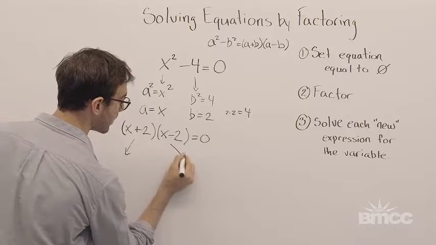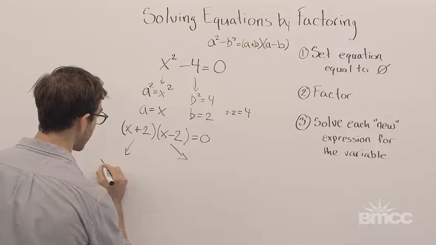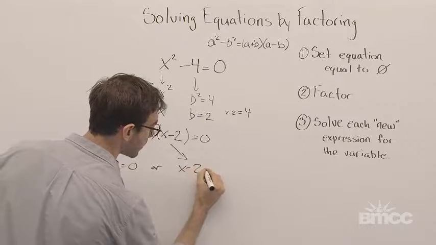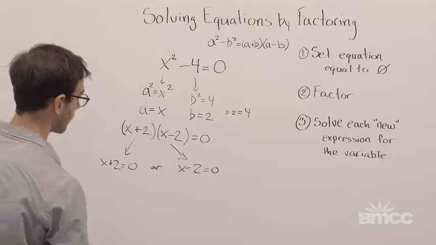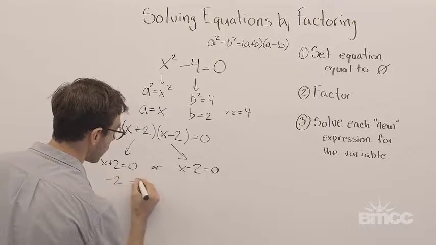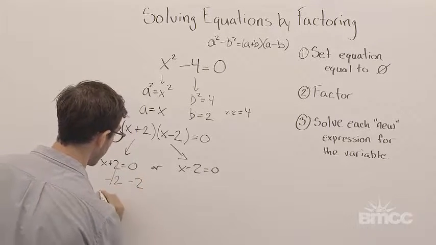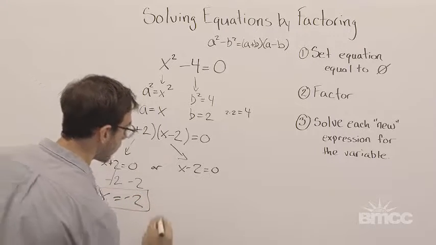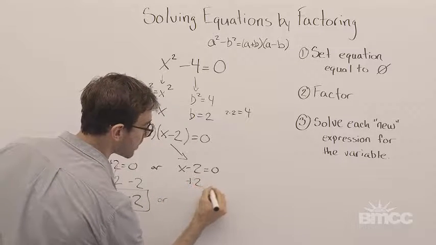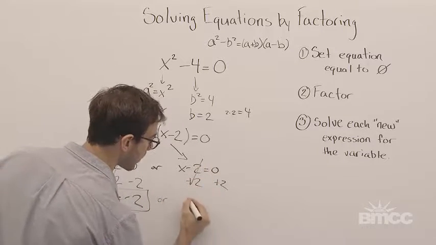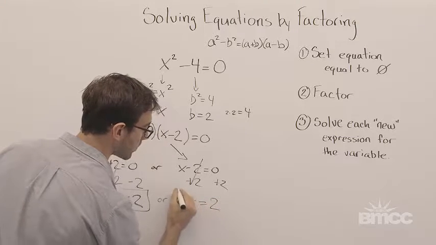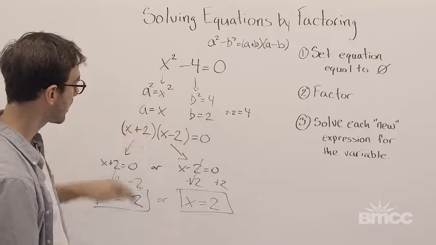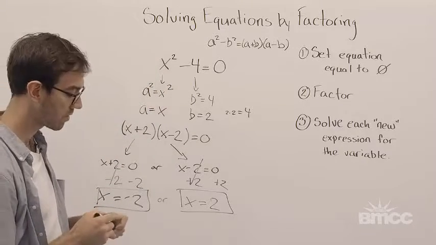So remember that anything times 0 equals 0, so x plus 2 could be equal to 0, or x minus 2 could be equal to 0. Just subtract 2 from both sides. Those 2's will cancel out, and we have x equals negative 2. Or we can add 2 to both sides. These 2's will cancel out, and we have x is equal to positive 2. So again, 2 solutions for this equation, and you can check those answers just by substituting them back in.